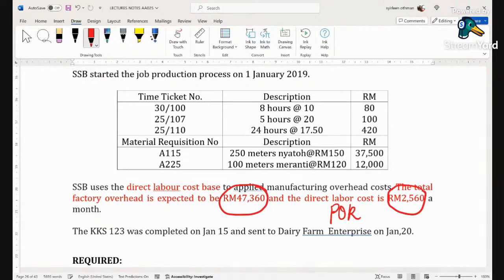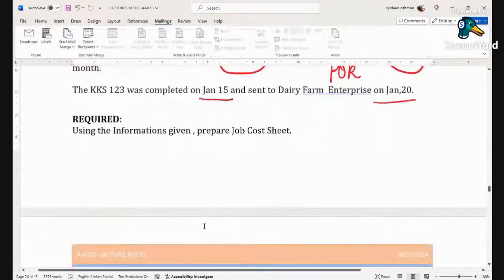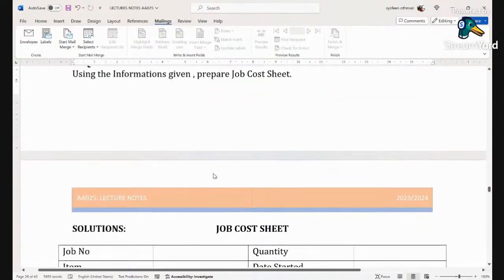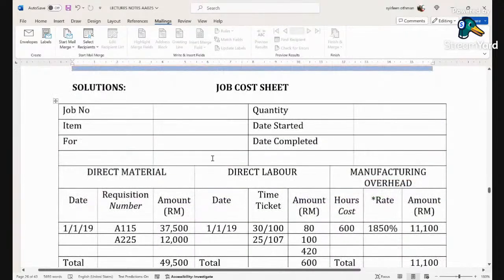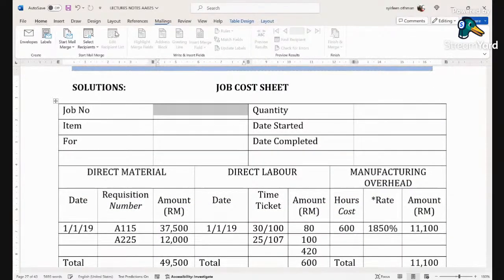Okay, kerja bermula 1 Januari. Akan habis Januari 15 dan dihantar kepada dairy farm on January 20th. Okay, soalan minta kita prepare job cost sheet. Okay, alright. So, macam biasa. Okay, job cost sheet saya.